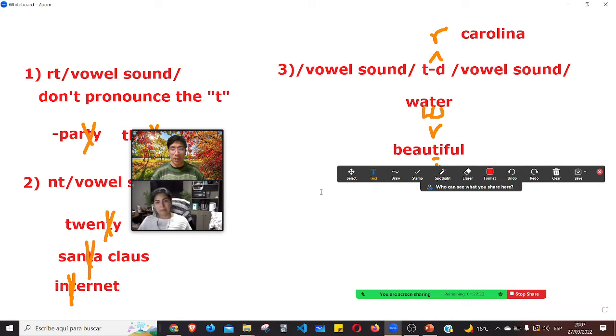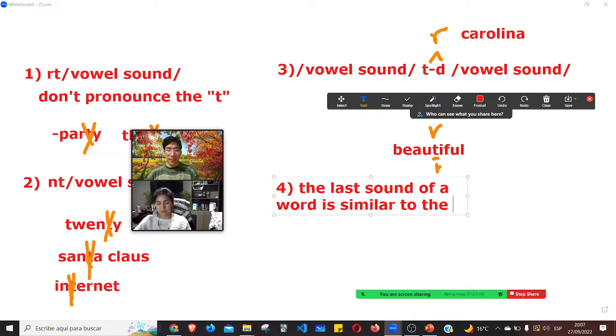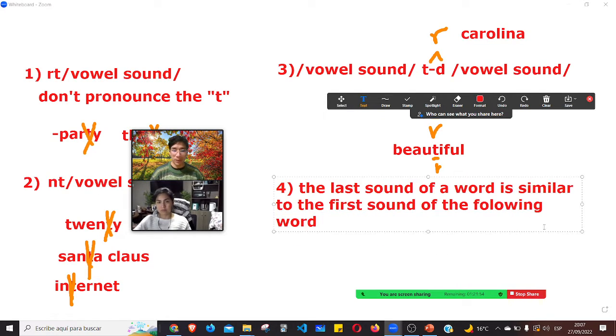Rule number 4, because we have 6 rules, I think. When we have a word, and the last sound of a word is similar to the first sound of the following word, okay? The last sound of a word is similar to the first sound of the following word. You don't pronounce this one, okay? The first one.